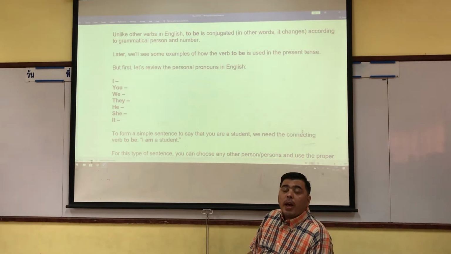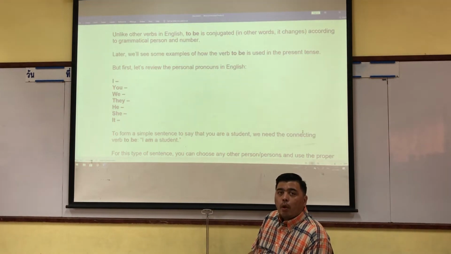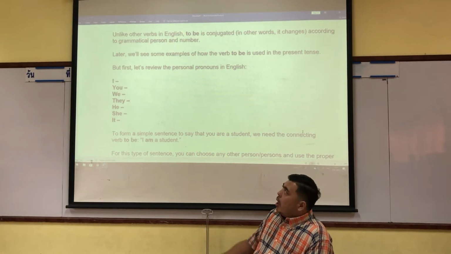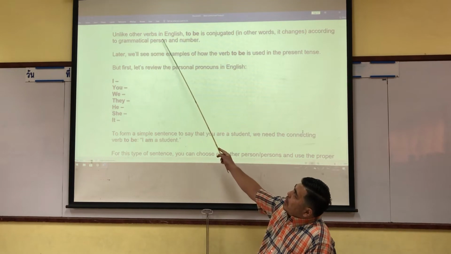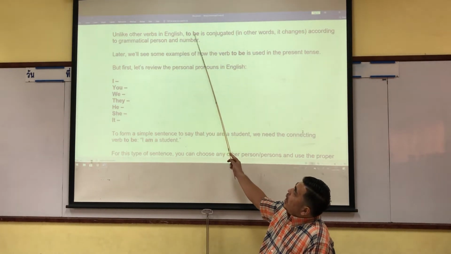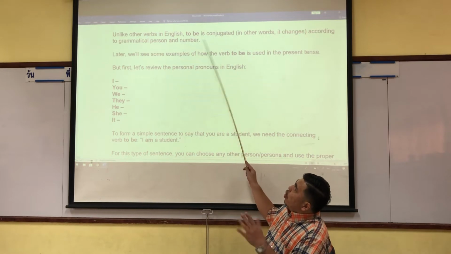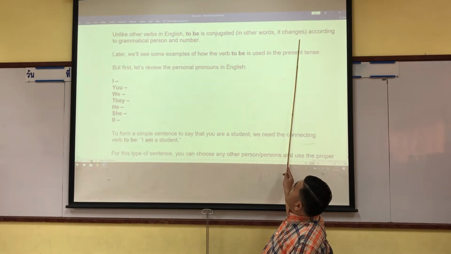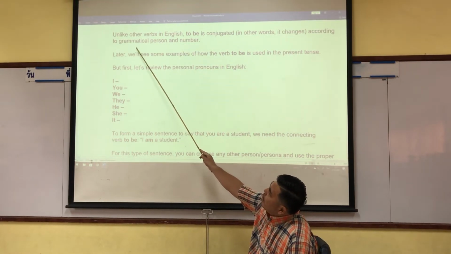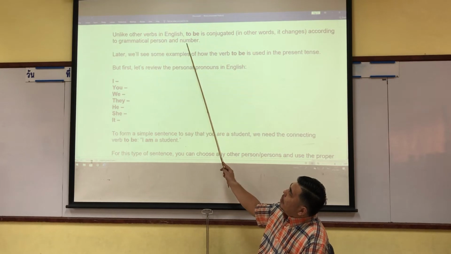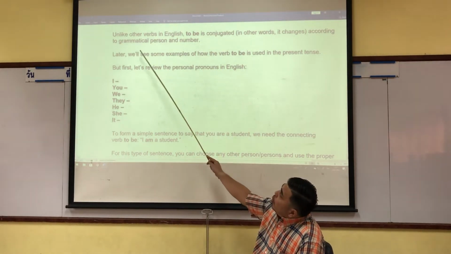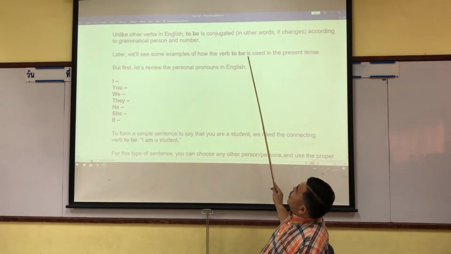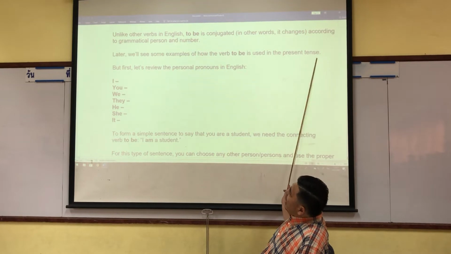Today we're going to study the verb to be, one of the most important parts of the English language. Unlike other verbs in English, to be is conjugated. In other words, it changes according to grammatical person and number. Later, we'll see some examples of how the verb to be is used in the present tense.